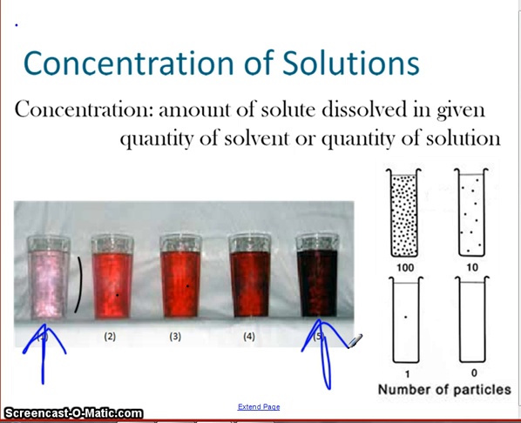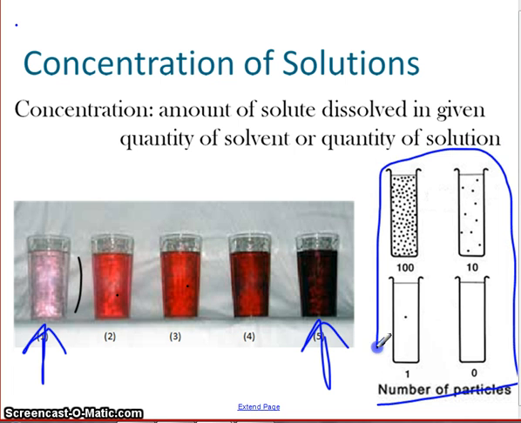When you look at this picture, it's talking specifically about the number of particles. So this one, there's no particles in it. Here we have one particle, so this we assume would be a weakly concentrated solution. And this one here with a lot of particles in it, a lot of solute, would be a highly concentrated solution. This one will probably be dark.